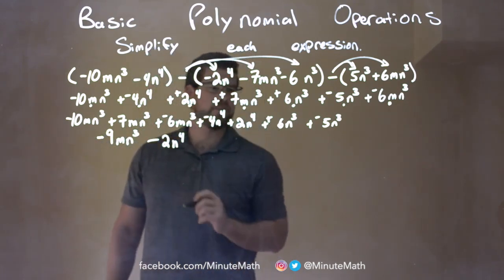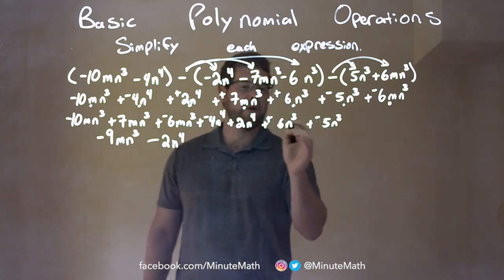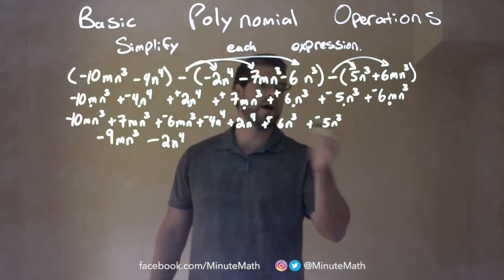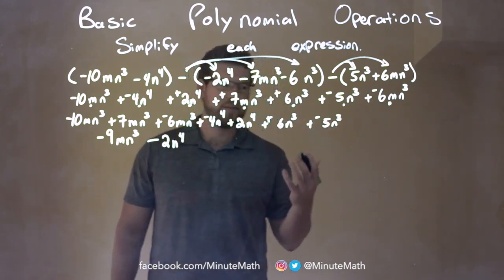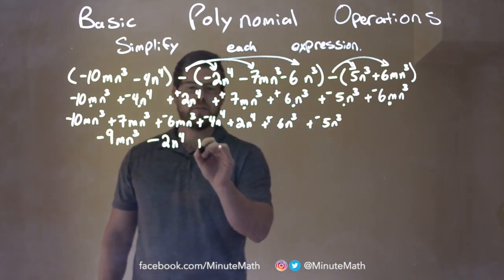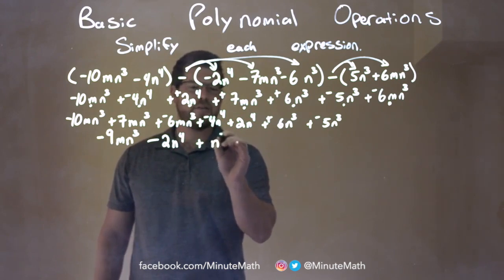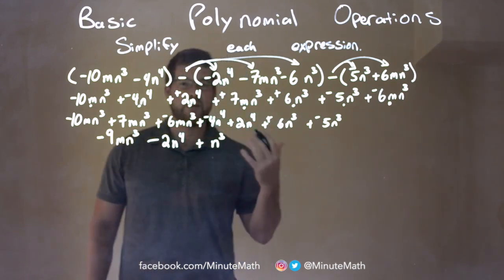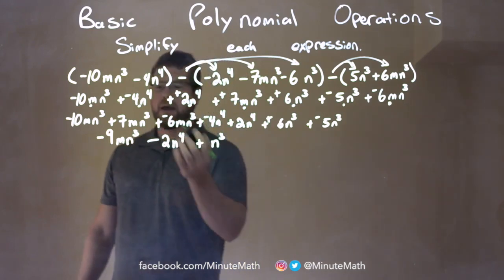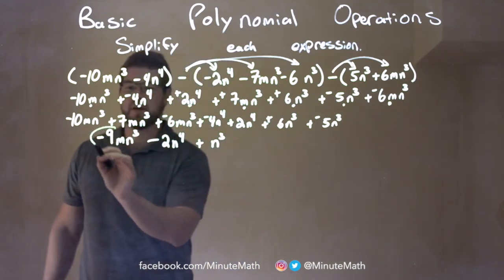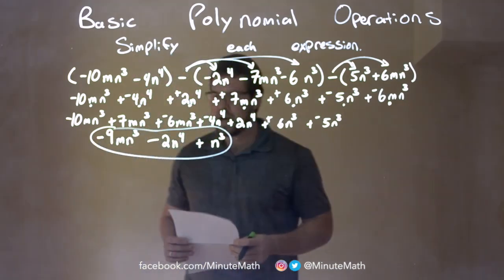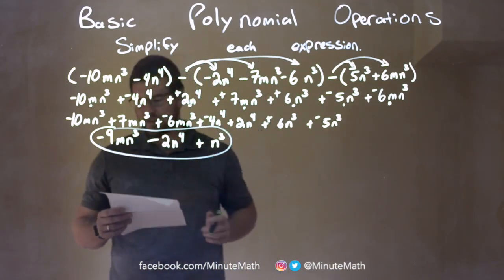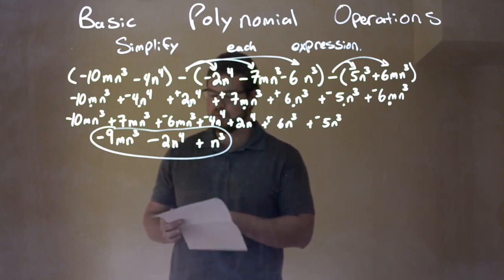Okay, got these 2. Then we have to the third power. Well, we have 6n to the third, positive, and a minus 5n to the third, which combines to be a 1n to the third. We don't need to write the coefficient 1, so we just write plus n to the third power, and you never really write that coefficient. So now we have our final answer here of 9 mn to the third power minus 2n to the fourth plus n to the third power.